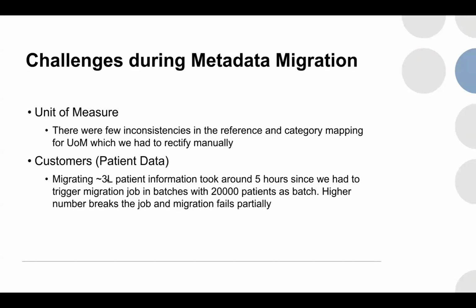And then coming to the customer data, as I mentioned earlier, there were 3 lakhs of patients, and this took around 5 hours to migrate from the old system to the new Odoo16. One reason behind this is that the batch job that runs in the background cannot take in all the 3 lakh patients together. We need to trigger the batch with every 20,000 patients. If we give more than that number, either it gives an out of memory error or it times out and exits partially. So this was one of the challenging tasks while migrating the metadata.